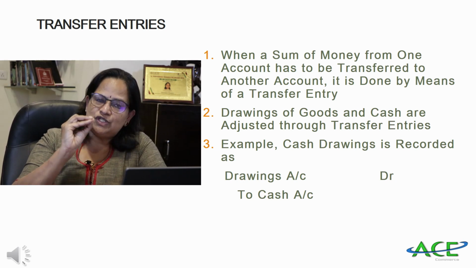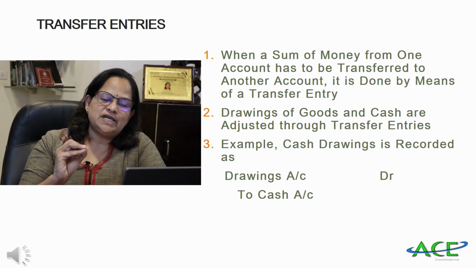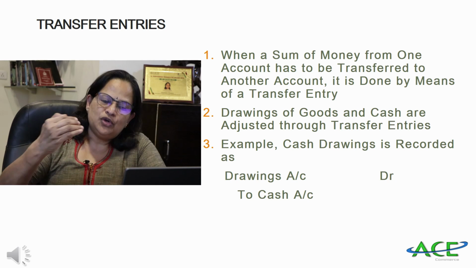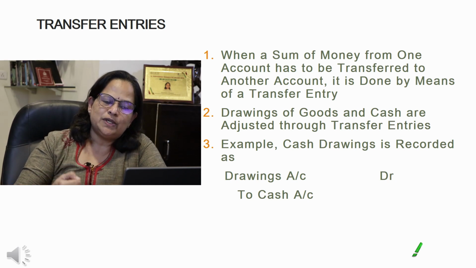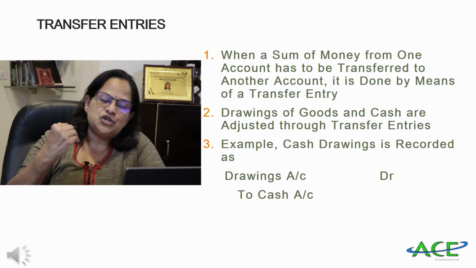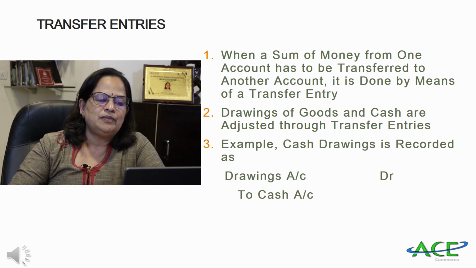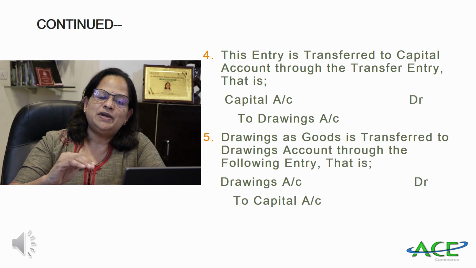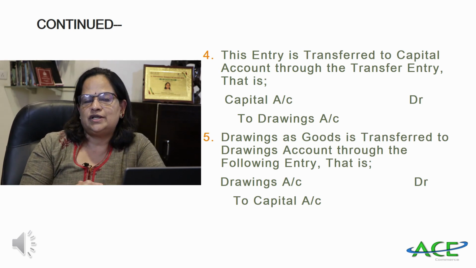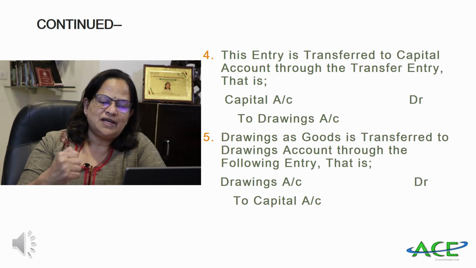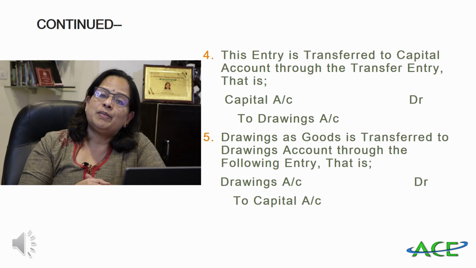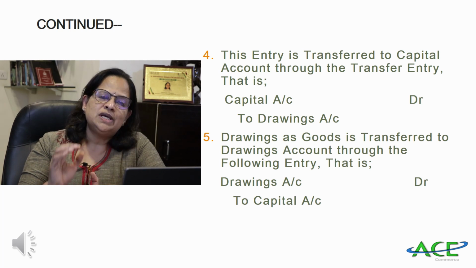Drawings of goods and cash are adjusted through transfer entries, that I have already explained. I am going to explain with the journal entry. First, cash drawings is recorded. How do you record cash drawings? Drawings account debited to cash account. Now this entry has to be adjusted to capital. So that is capital account debited to drawings account. That is how we are adjusting with the capital. Similarly, goods withdrawn by the proprietor for personal use, that is drawings.